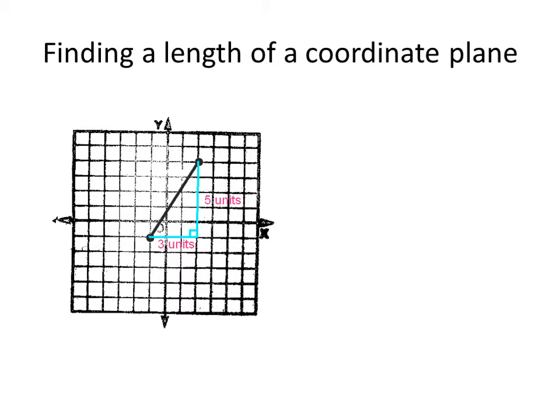And now if we went straight down and straight across, you have a right triangle. And so we can use our Pythagorean theorem in order to figure out what that length is. Okay? So A is 3, B is 5, C is unknown. Press pause, see if you can finish this problem.